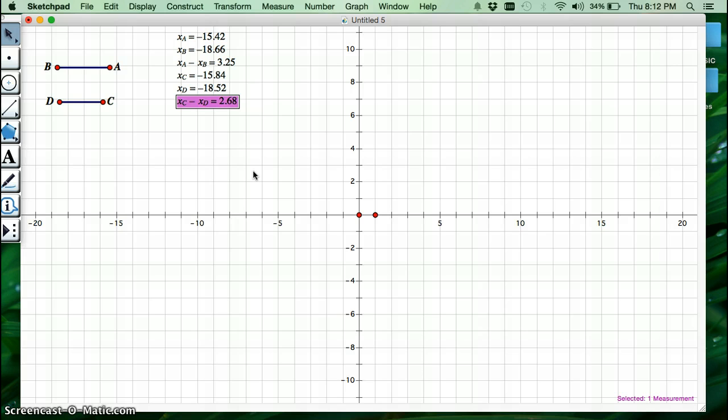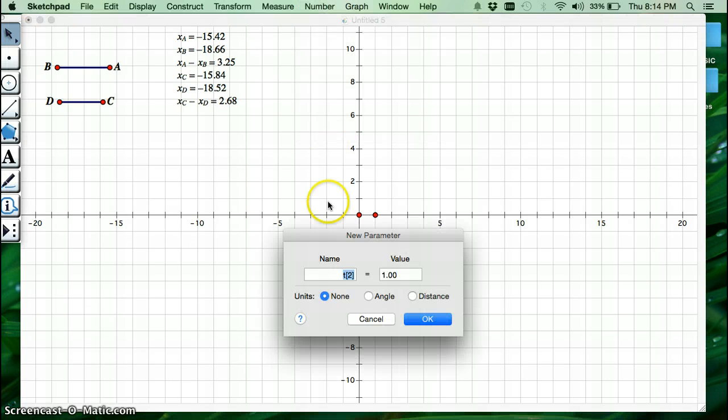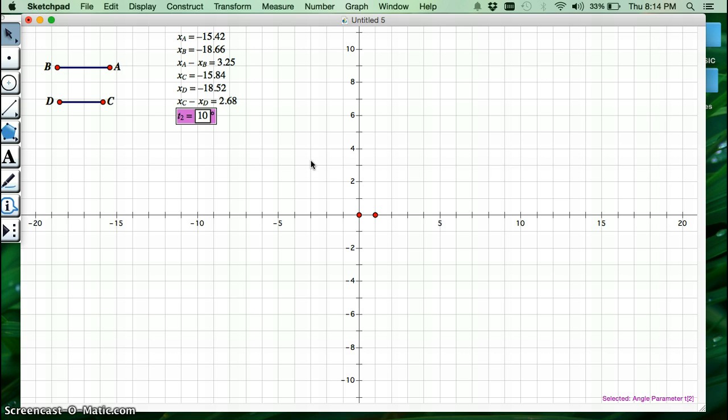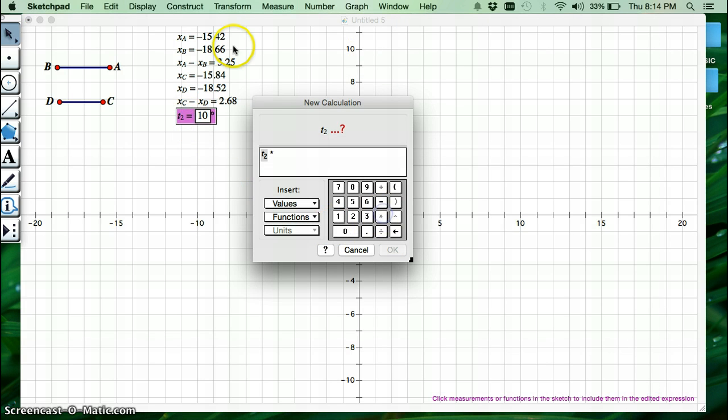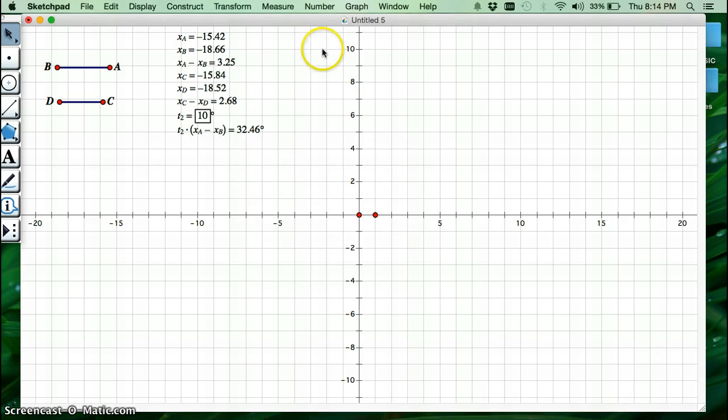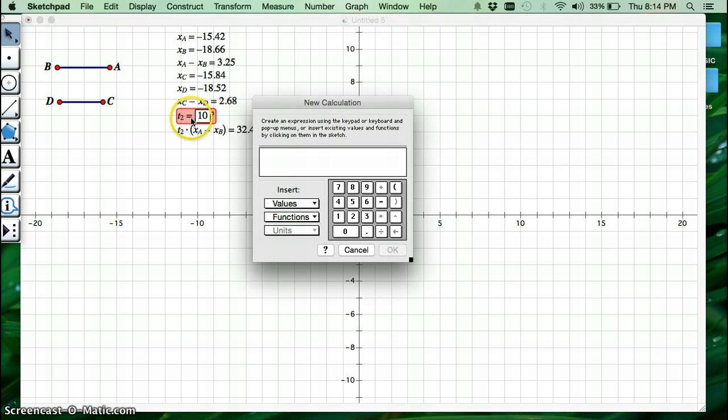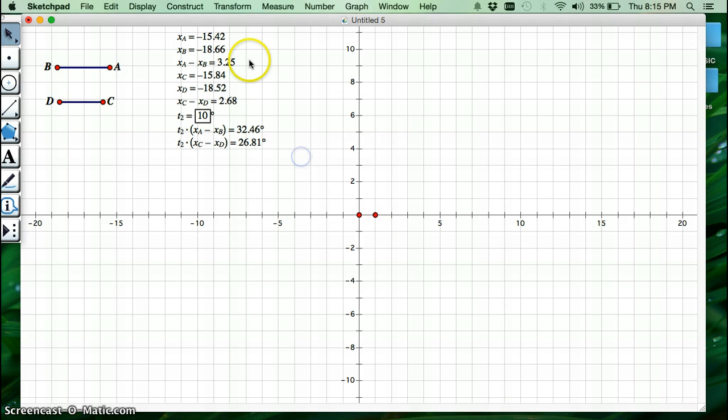Alright, now we have to create a parameter because we want to create these sliders for angles, not for distances. So we can go to number, new parameter, do value 10 and select angle. And then we can take that parameter and multiply it by our distances to get our angles of rotation. So number, calculate, take the parameter, multiply it by the first one, and do the same thing with the second one. And then we can hide our evidence.